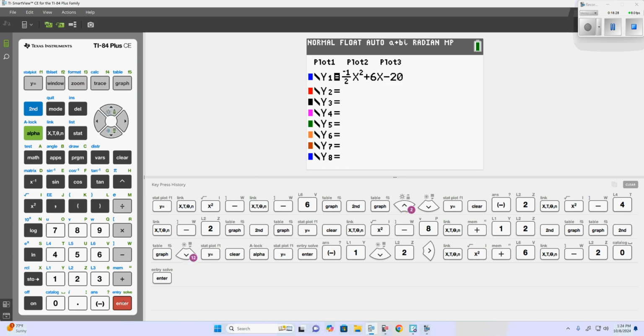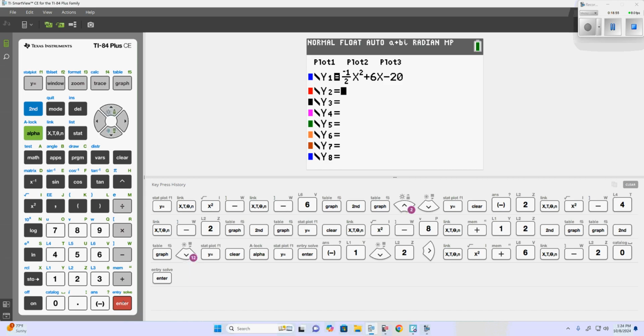Questions on how we type that in? Yes. Alpha, so green button, y equals. So it's what we've been doing to get to that screen. So up at the top, yep, enter, yes. So alpha, y equals, enter. There you go. Yeah, if you have any other questions, let me know. Was everybody able to get the fraction? Yes?